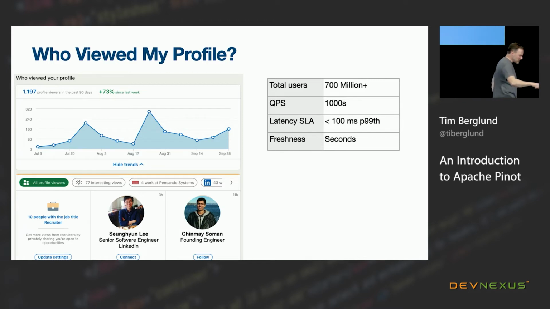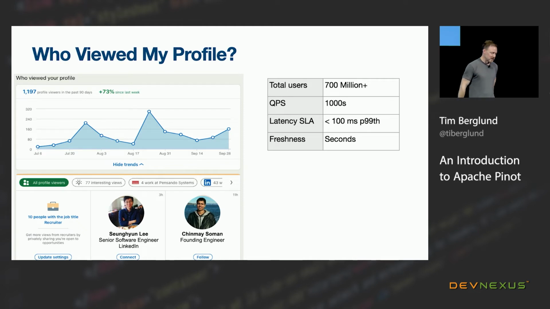I believe this was the first Pinot use case, because there was no good way to do this in real time. This used to be stale data, but this is very up-to-the-minute data these days. And you've got thousands of queries per second on this page, and under 100 milliseconds P99 latency on the query. So it's a real thing.